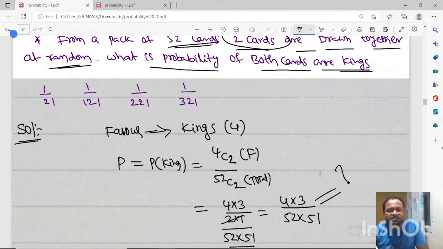In the next class, we will continue the same topic. In the next class we will continue as it is. We will do different types of problems based on this probability.